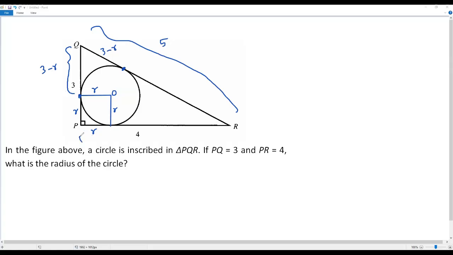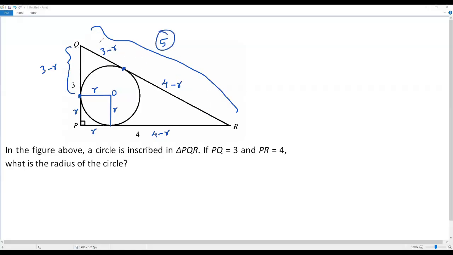And the total length of the side PR of the triangle is 4, and we know that the length of this line segment is R. Then what is the length of the tangent line we have over here, which has been drawn from the external point R? That is 4 minus R, and we have the same length over here, 4 minus R, for this tangent line, because these two tangent lines are drawn from the same external point R to the circle. They must be equal in length. Already we know the length of the hypotenuse QR of the triangle is 5.